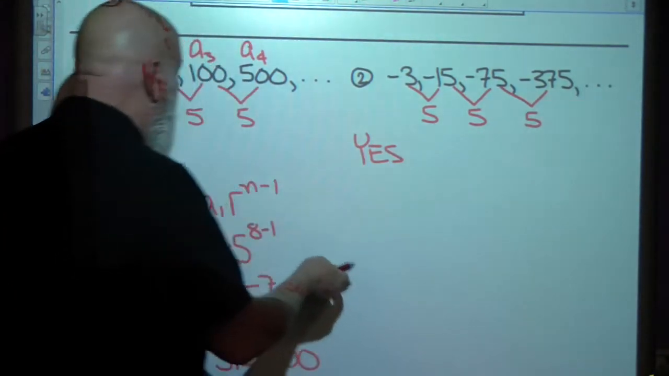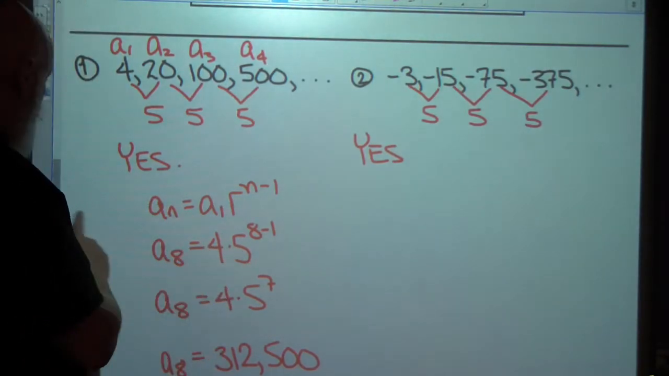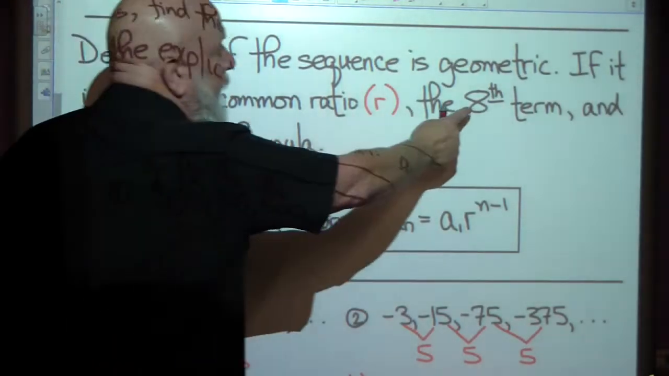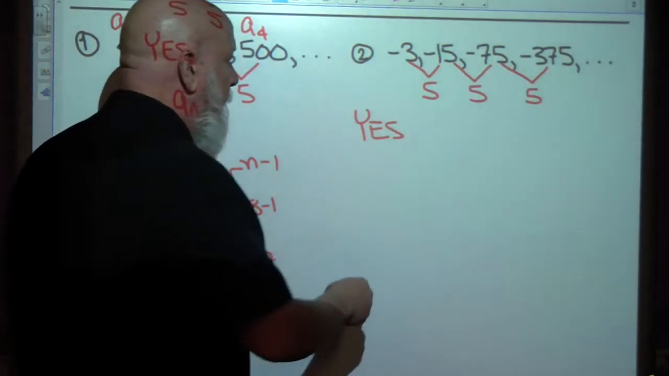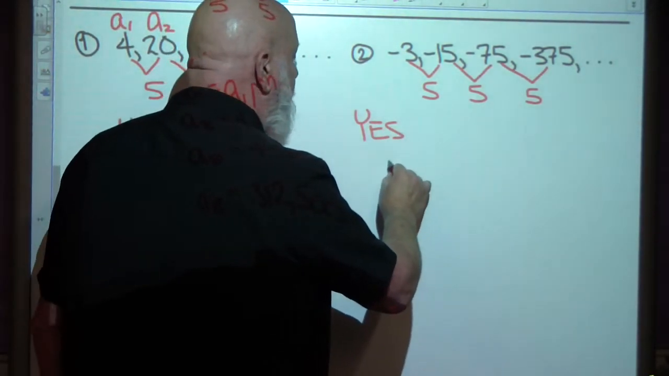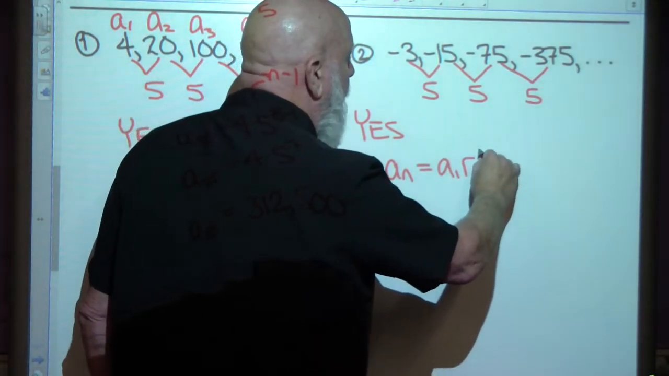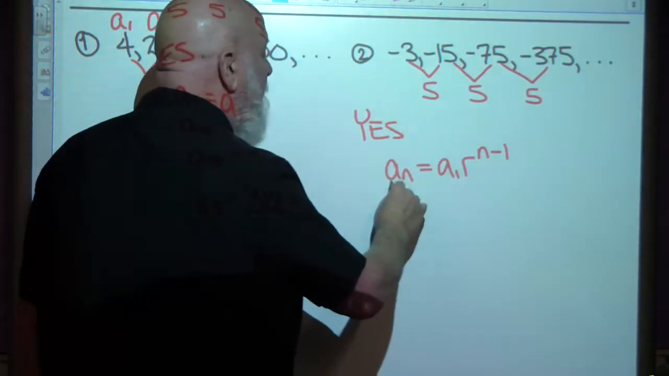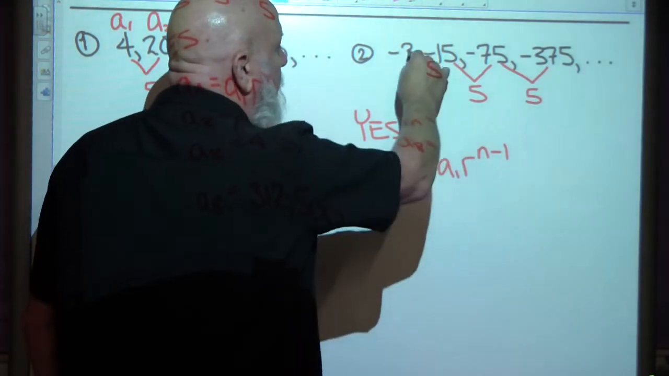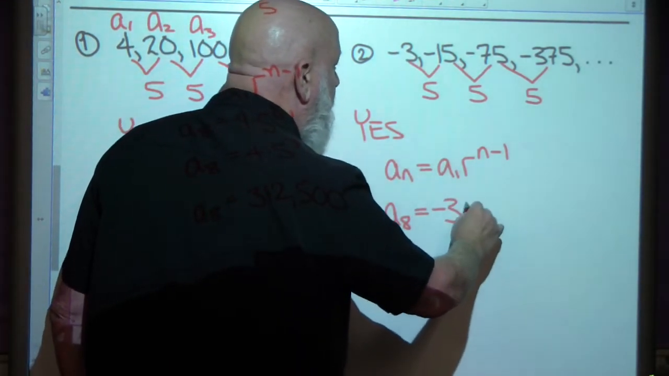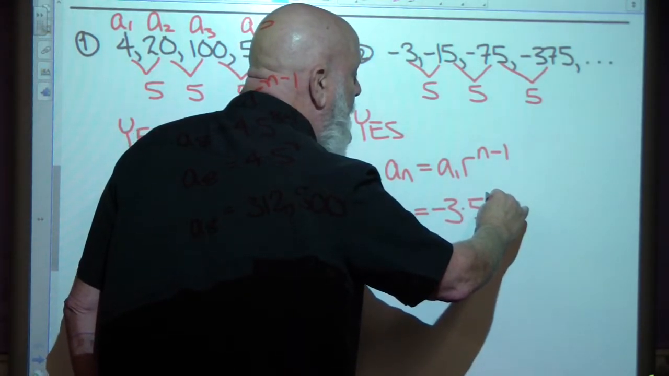So now I'm going to find the explicit formula and then use the explicit formula to find the 8th term, because that's what they're asking us for. Again, on your worksheet, you might be asked to find the 10th term or the 20th term or something like that. Here we go. Here's the explicit form. The general case is a sub n is equal to a sub 1 times r to the n minus 1. I'm looking for the 8th term. So a sub 8, the 8th term in the sequence, is the first term, which is negative 3, times 5 to the n minus 1. And that will be 8 minus 1.